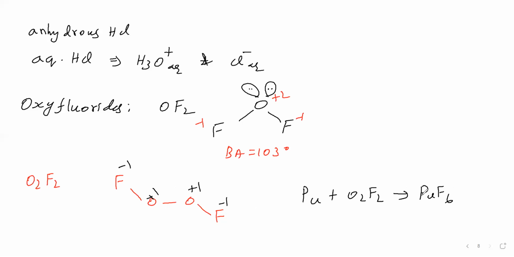Now we will take spent nuclear fuel. Used up nuclear fuel is called spent. In that, plutonium will be there. To separate that plutonium, it is treated with O2F2. Plutonium becomes PuF6, which is a gas that comes out, which we can collect. Next, we will see oxides of chlorine.